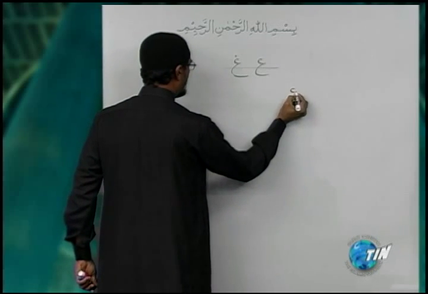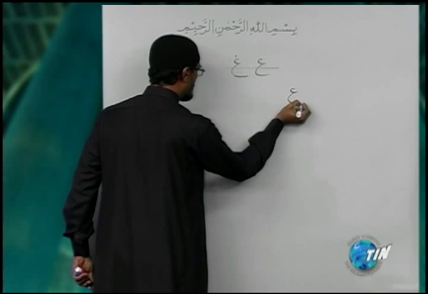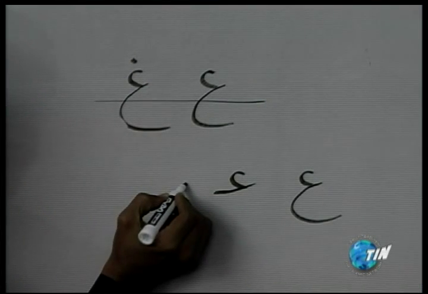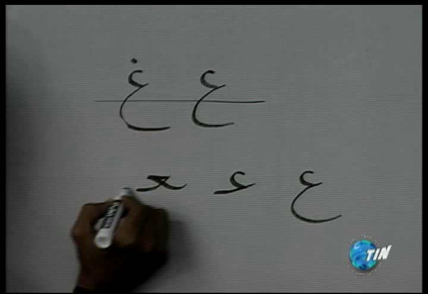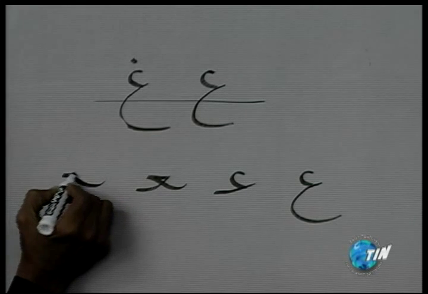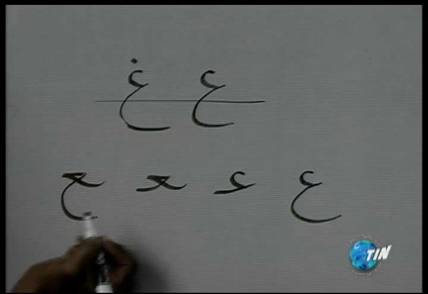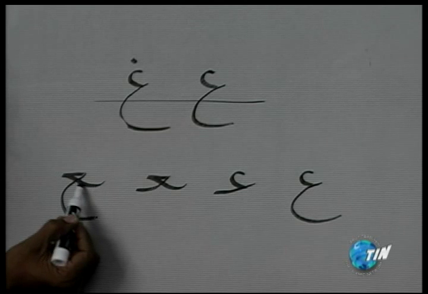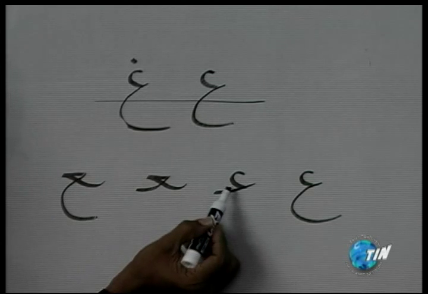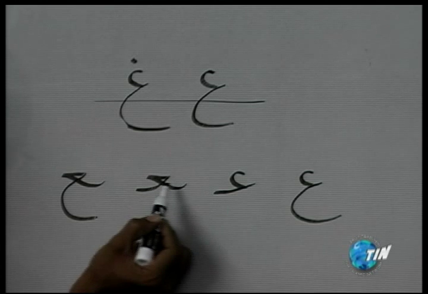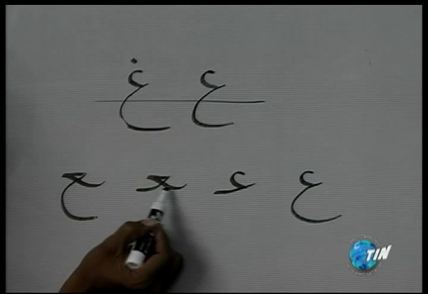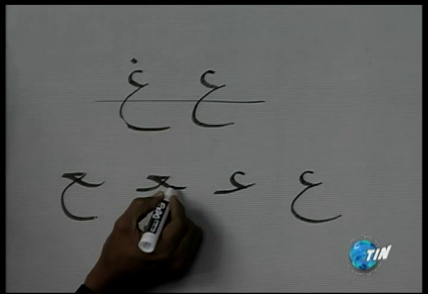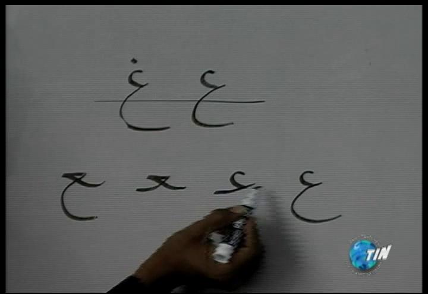So we have ayn, the isolated form, the beginning form like this, the middle like this, and the ending like that. This here is just the attachment line. This here is the attachment line again. These two here, across here, attachment line. So do not get confused with all of these different shapes. It's very easy. Here is the same as this.